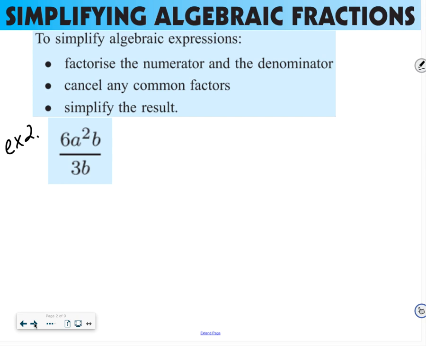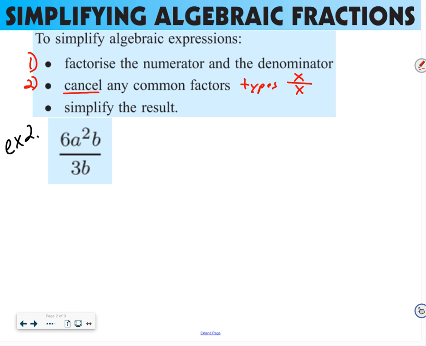As I want to simplify these algebraic fractions, I want to try and remember these 3 steps. 1, I want to always make sure I factorize the numerator and the denominator. 2, cancel any common factors. And when we're canceling, we're looking for types of 1, meaning something divided by itself is always 1.